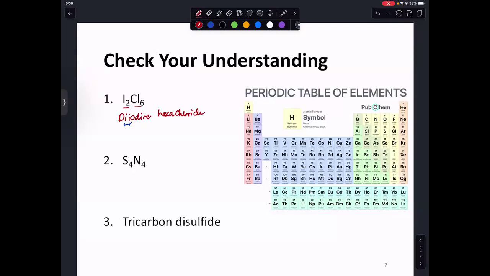Now let's do the second one together. We have 4 sulfurs, so it becomes tetrasulfur. And then we have 4 nitrogens, tetranitride. Now how about we write down the formula for the last one? It's tricarbon, so tri is 3, so C3, and then disulfide means I have 2 sulfurs, so S2.